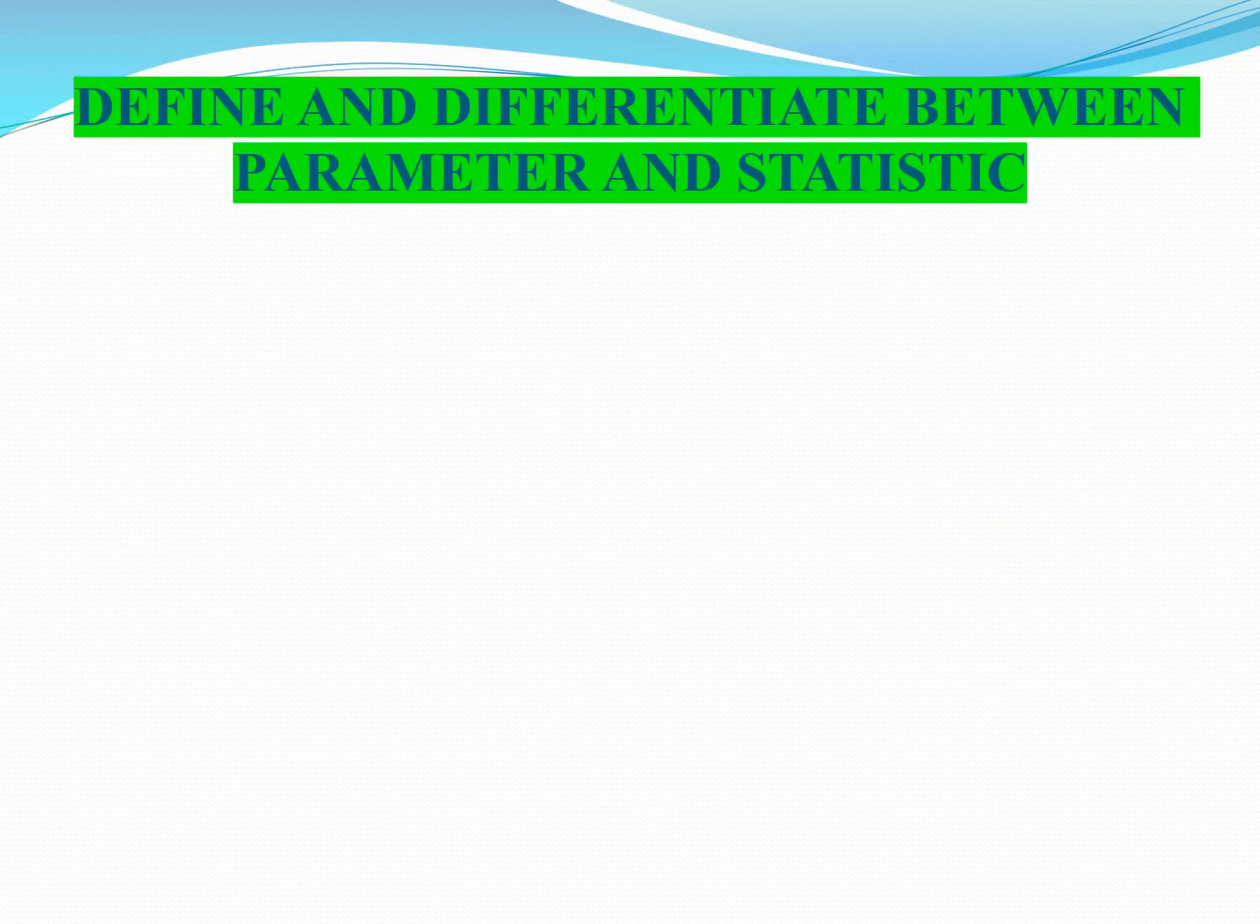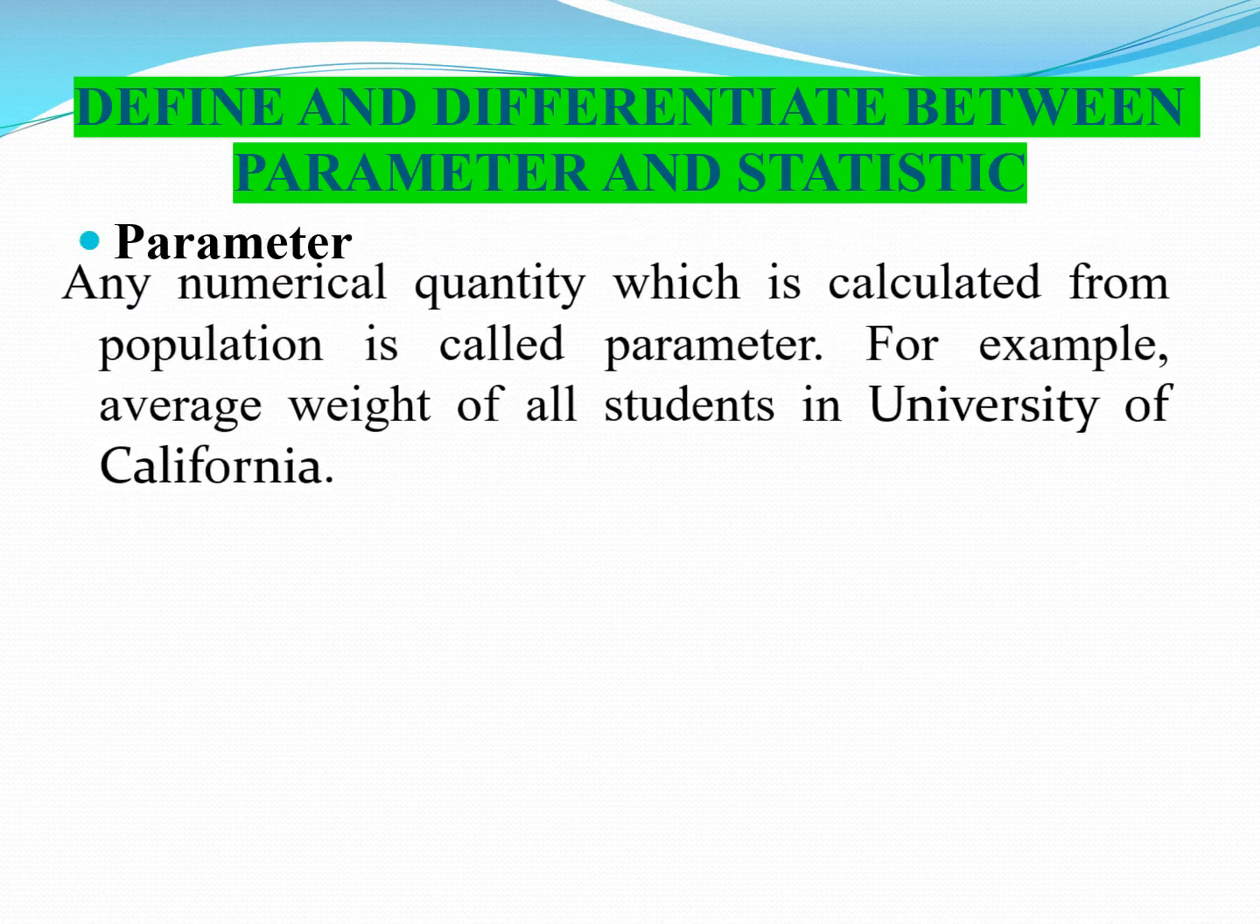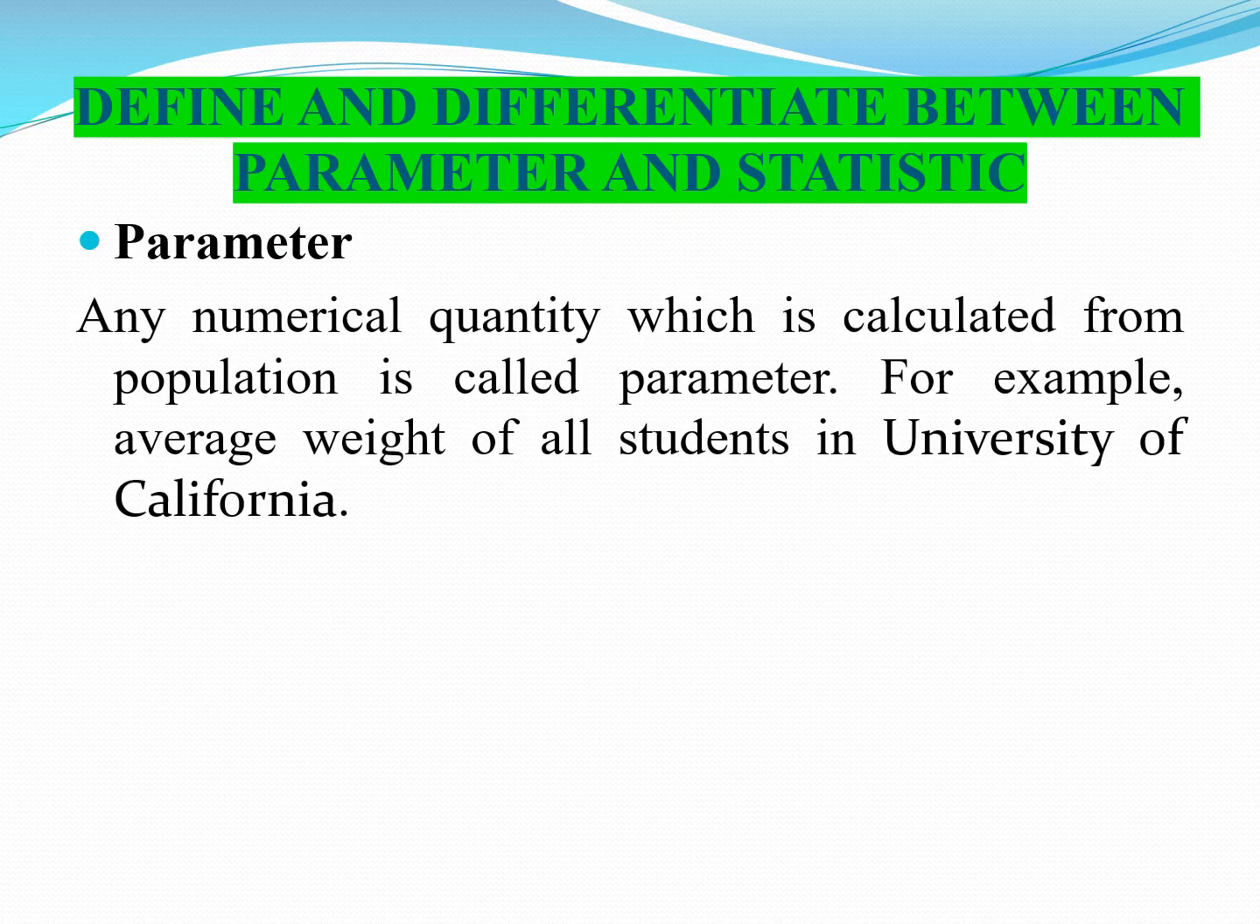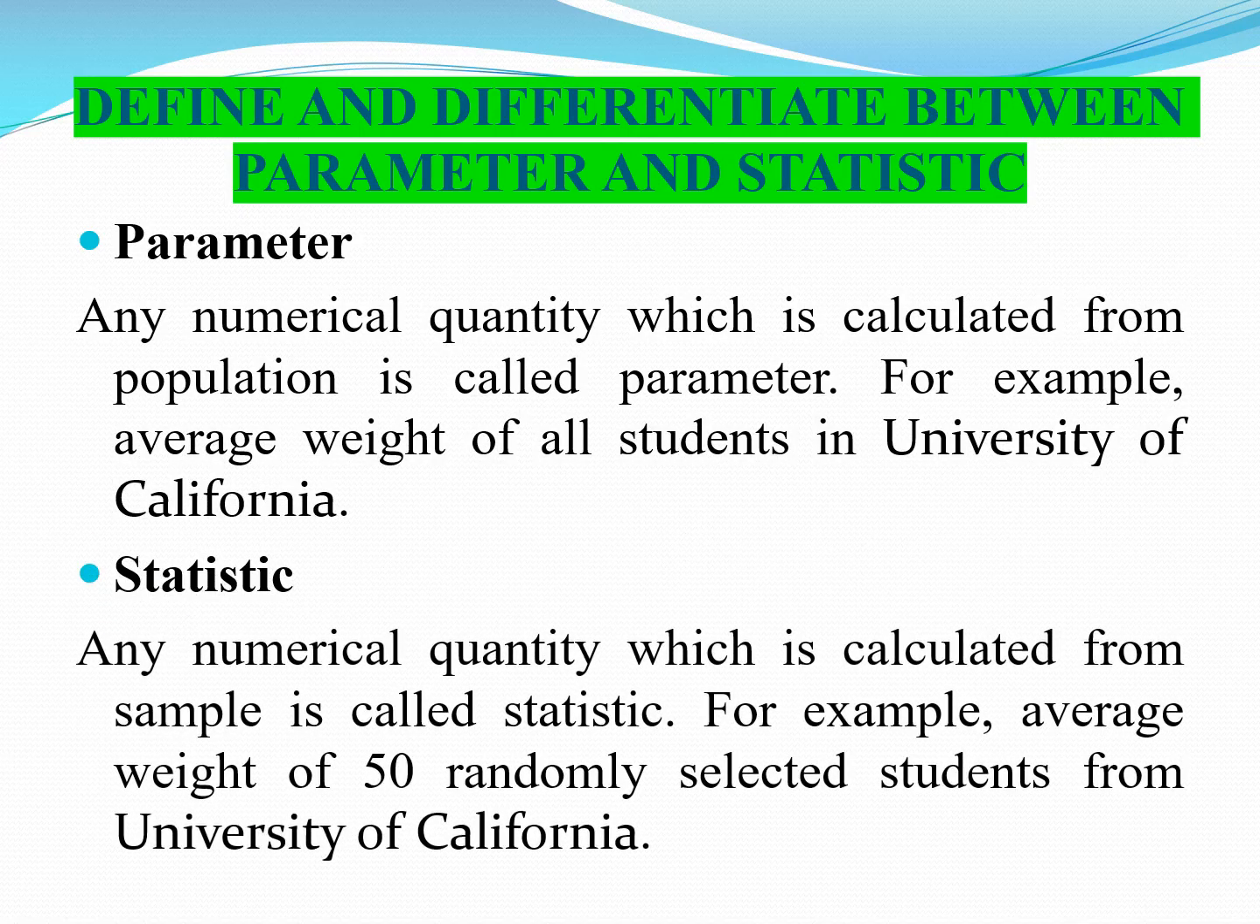How can we differentiate between parameter and statistic? Parameter: any numerical quantity which is calculated from a population is called a parameter. For example, the average weight of all students in the University of California. Statistic: any numerical quantity which is calculated from a sample is called a statistic. For example, the average weight of 50 randomly selected students from the University of California.